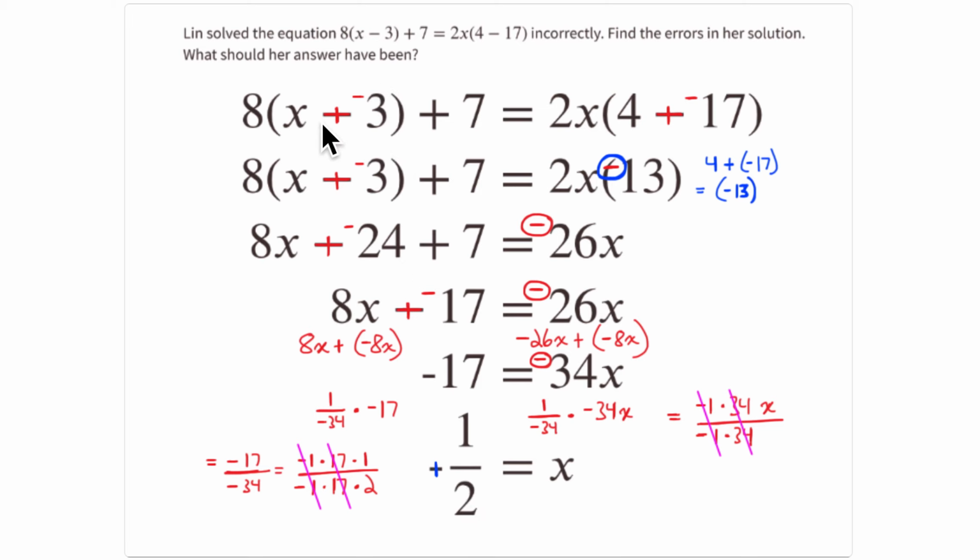If you go back up here, 1/2 of 8 is 4. Oh, this is negative 24. So 4 plus a negative 24 is a negative 20. Negative 20 plus 7 is negative 13. So this side is negative 13. And on this side, 2 times 1/2 is 1. And you're left with 4 plus a negative 17, which is negative 13 on the right side. So if you replace x with a positive 1/2, you get negative 13 here, and replace this x with a positive 1/2, you get negative 13 here, confirming that 1/2 is, in fact, the solution to this equation.